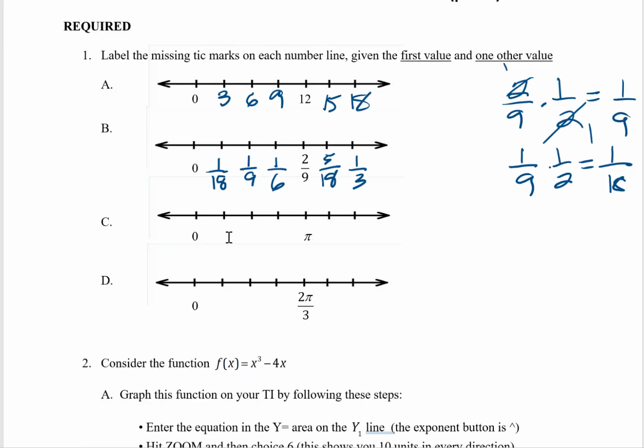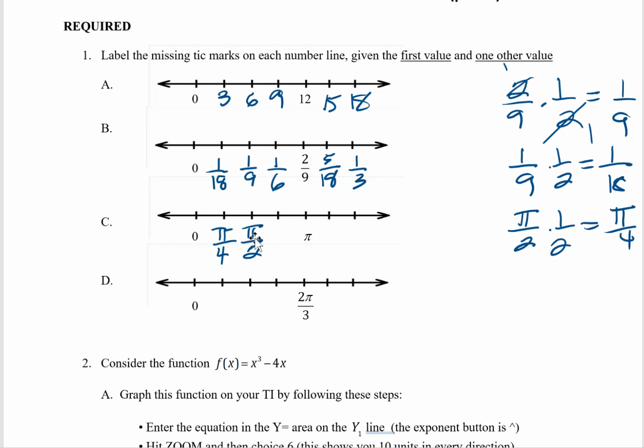Okay, letter C. Remember, what we're doing really only works because we're starting at 0 and counting out 4 equal spaces. So now the 4 equal spaces adds up to pi. Half of that distance would be half of pi, which we know as pi over 2. And then half of that distance would be half of pi over 2, which is going to come out to be pi over 4, or 1/4 pi. So I'm counting by 1/4 pi. Okay, I can fill in the rest now.